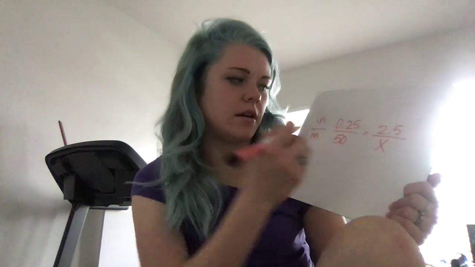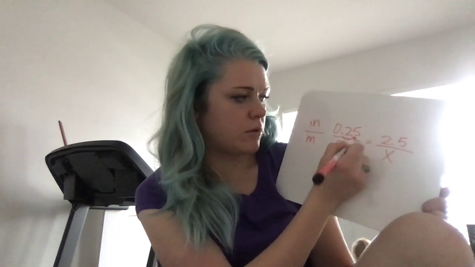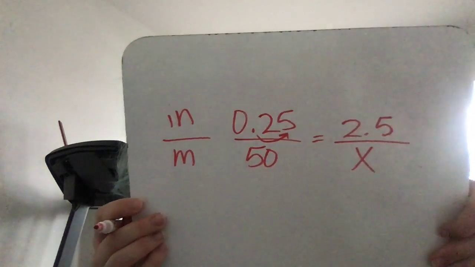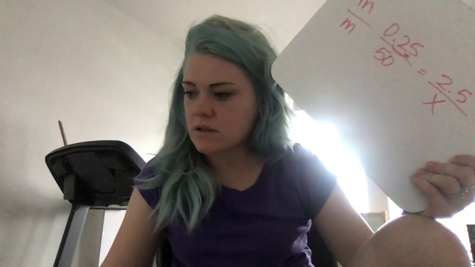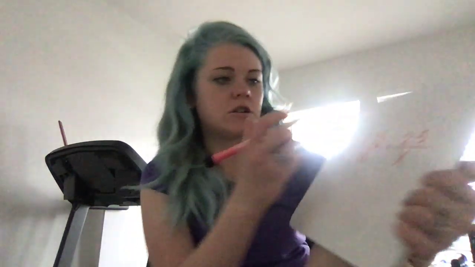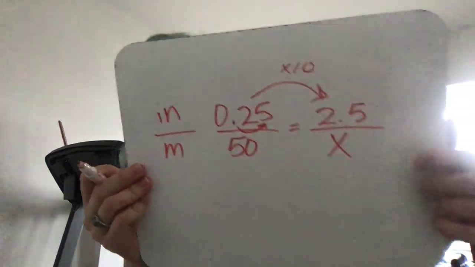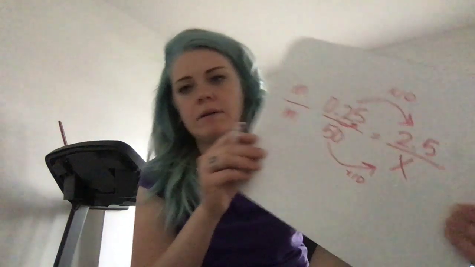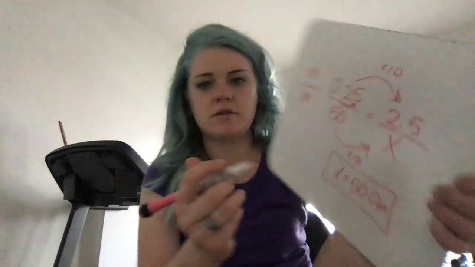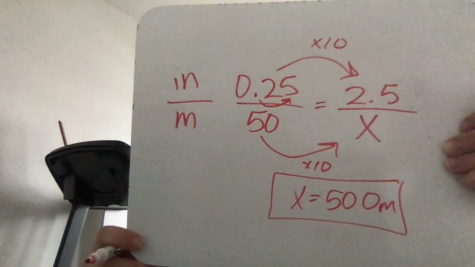I know that I can move a decimal by multiplying by 10. So 0.25 times 10 gives me 2.5. So my multiplier, my scale factor, is times 10. If I times the top by 10, I have to also times the bottom by 10. And when I times by 10, I move a 0. So x equals 500 meters. So there is your lesson.